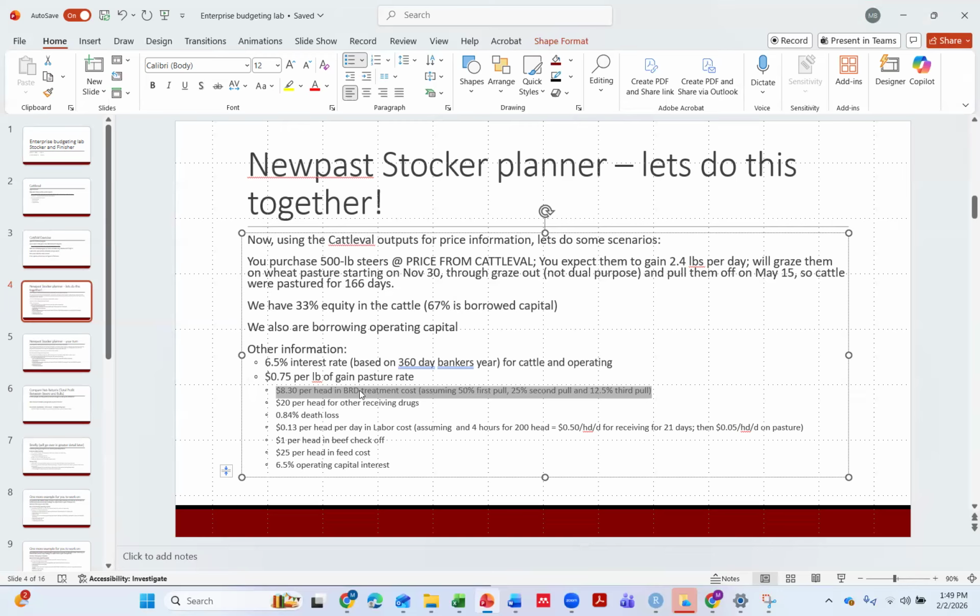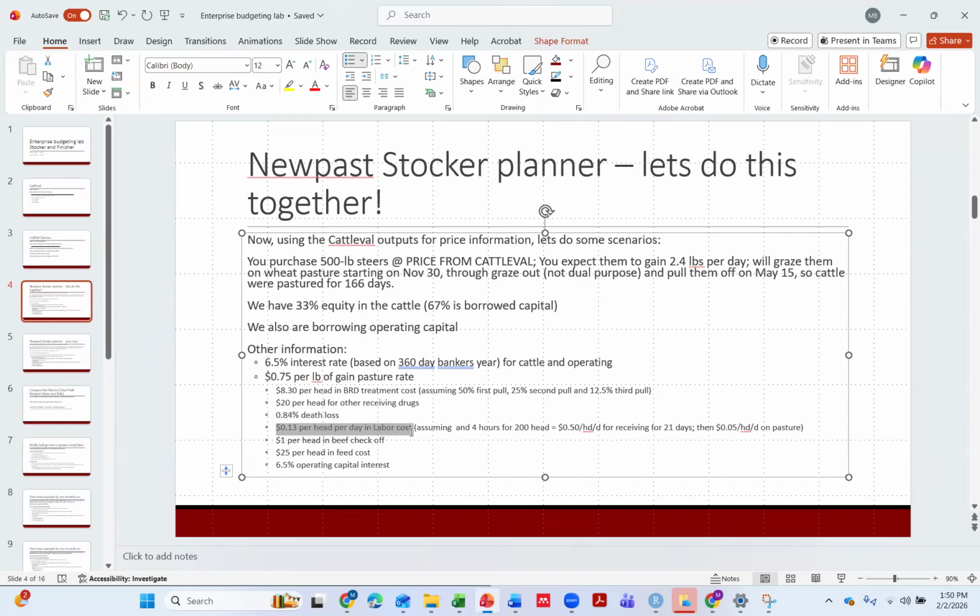So this would be indicative of a scenario where there's 50% first pulls, 25% second pulls, and then 12.5% third pulls. In this scenario, we did not have a fourth pull for BRD. Then we have $20 per head for other receiving drugs. So that'll be your vaccine program, your treatment against gastrointestinal parasites, any pour-ons that you're using for external parasites, etc. This group of animals, these steers, had 0.84% death loss.